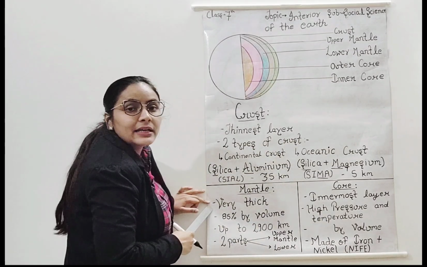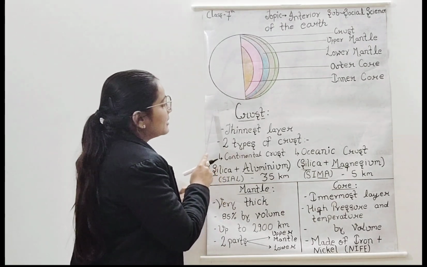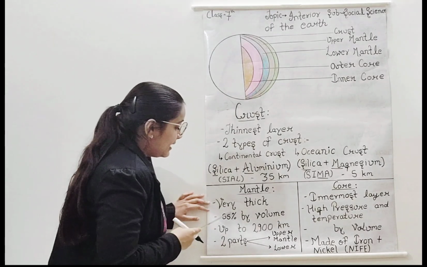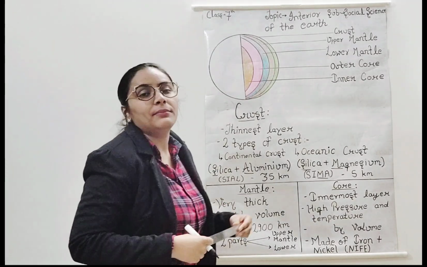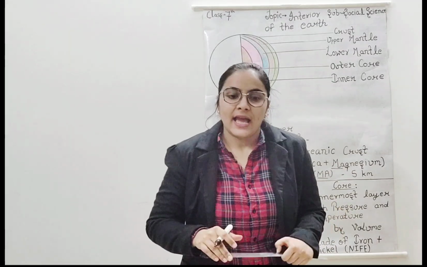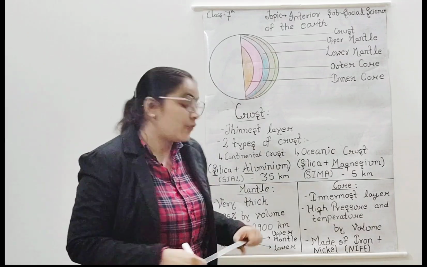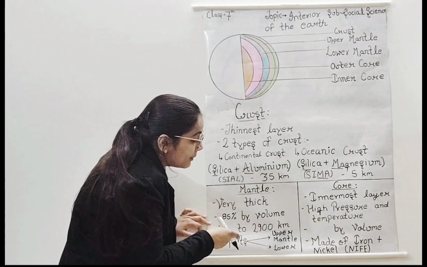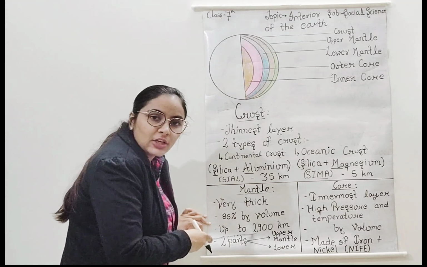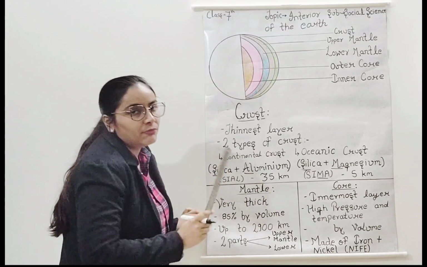Now the second point is that it is the thickest. As we have seen, the crust is the thinnest layer. In the case of mantle, it is the thickest among all the layers of the earth. That means if I start from where the mantle begins and end, then we will see that it extends up to the depth of 2,900 kilometers. Yes, it extends up to a depth of 2,900 kilometers. And it is 85% by volume.